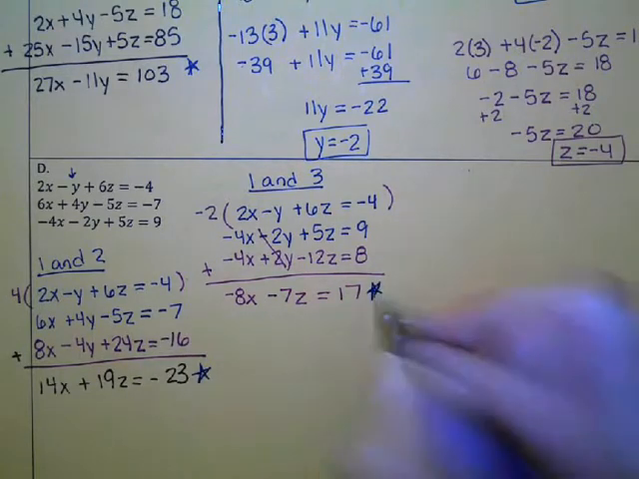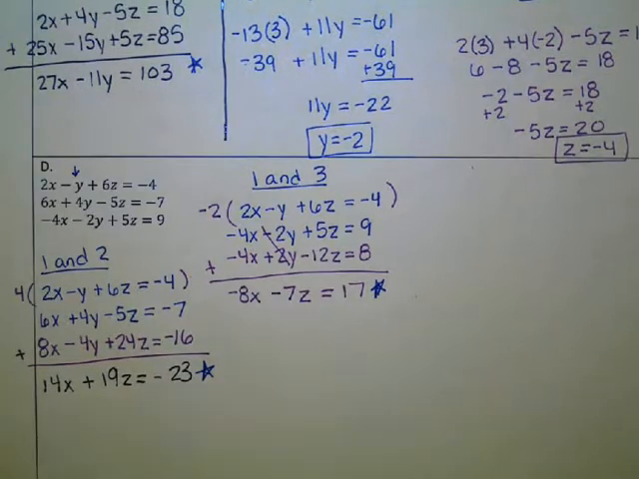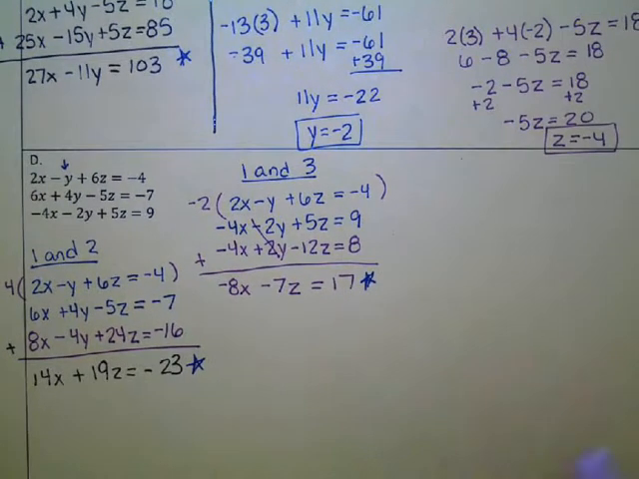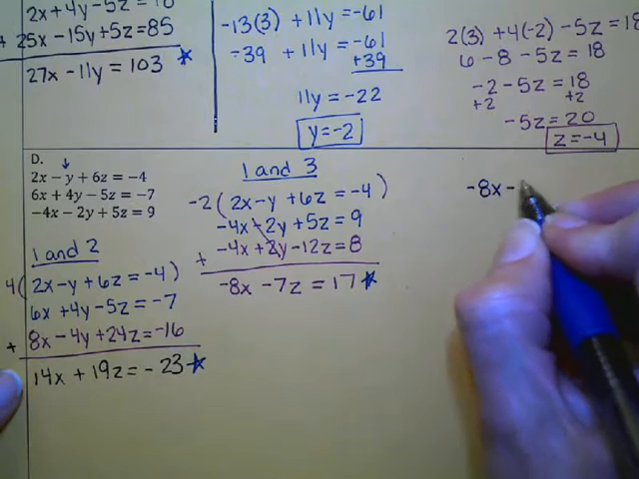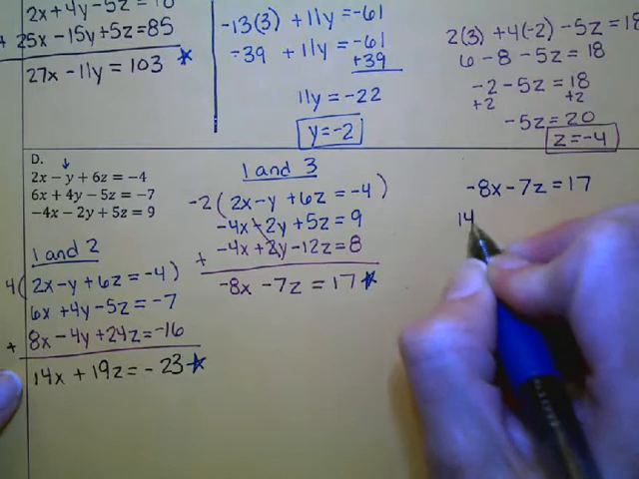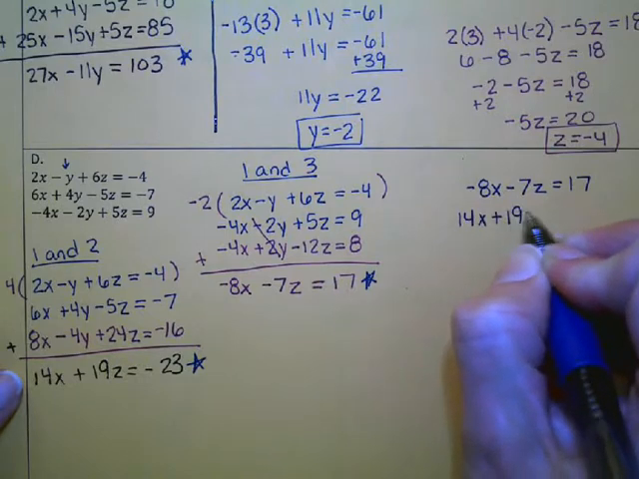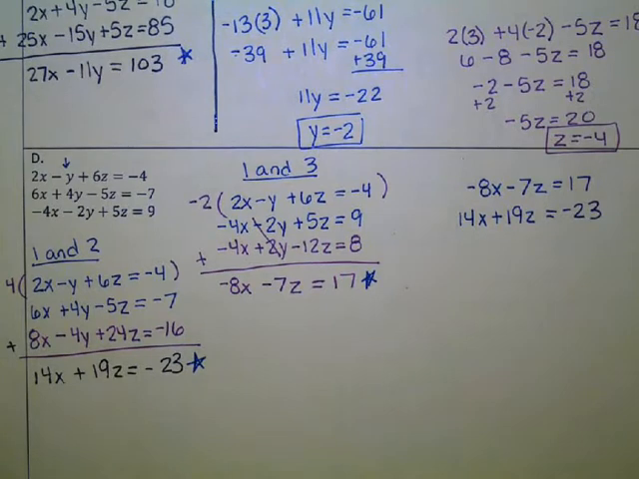Now, this one has an x and a z, and this one has an x and a z. So now we're down to a system with just two variables. Getting x by itself or z by itself looks kind of messy because there's going to be a lot of fractions. So I'm just going to choose the elimination method again. You have negative 8x minus 7z equals 17, and we have 14x plus 19z equals negative 23.